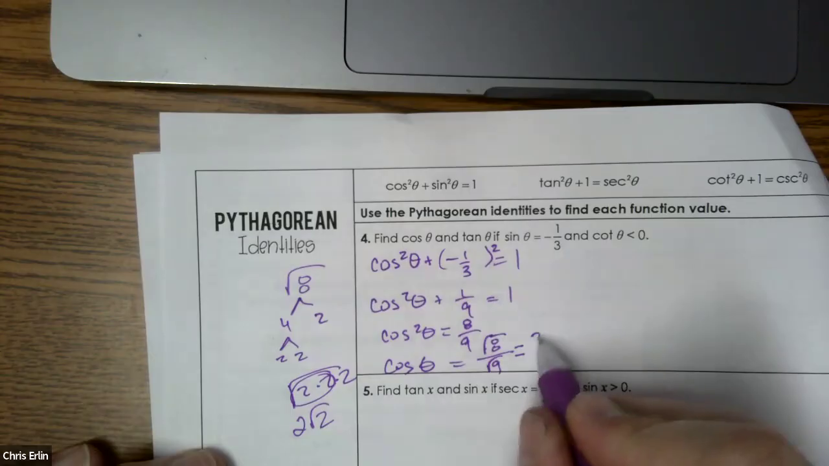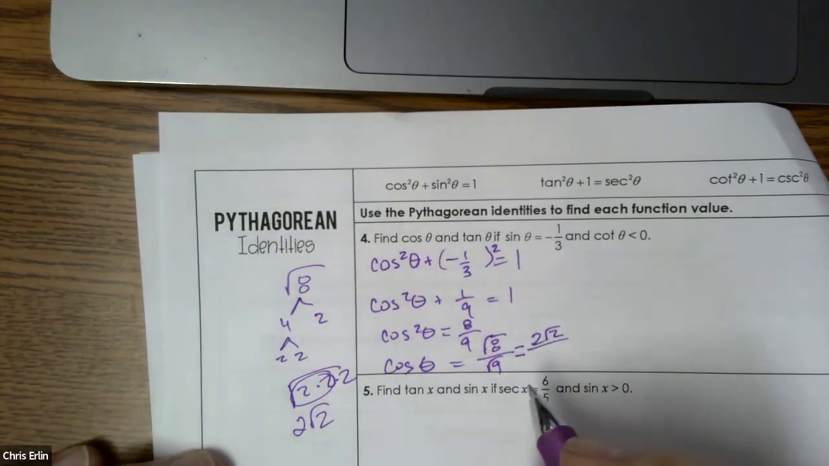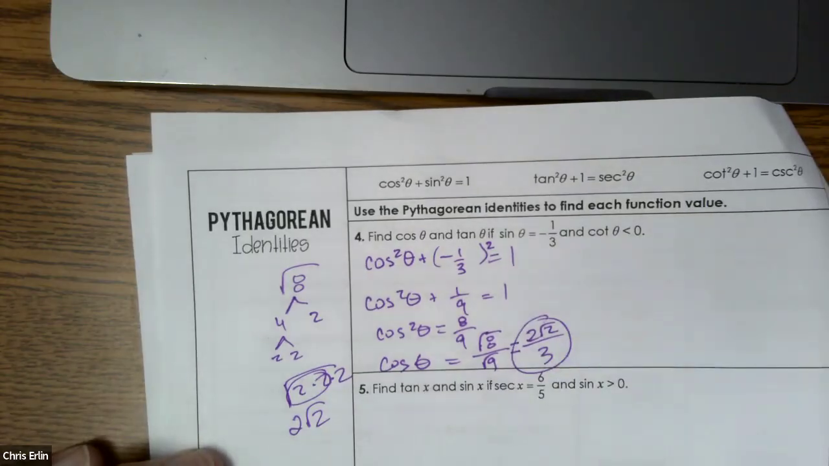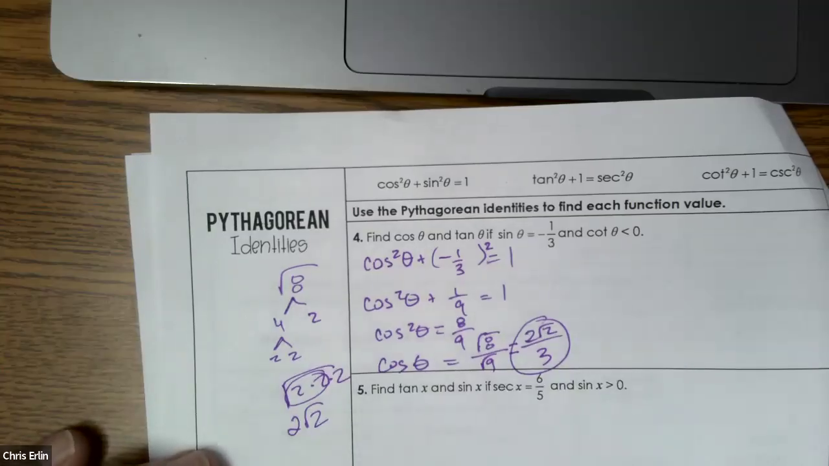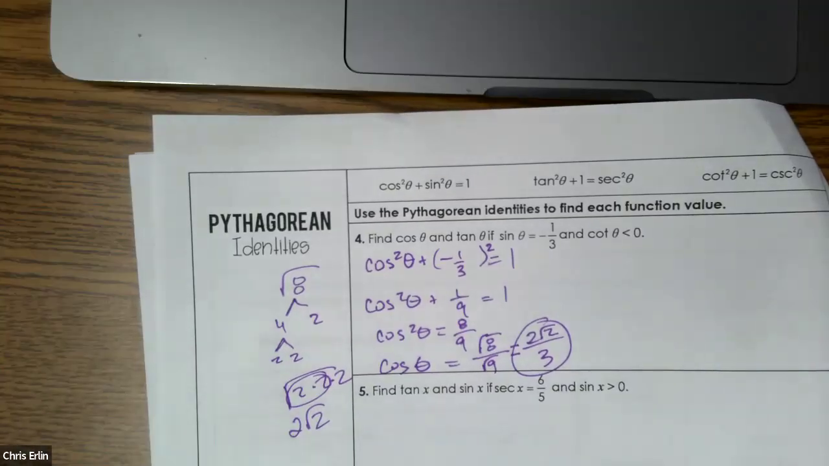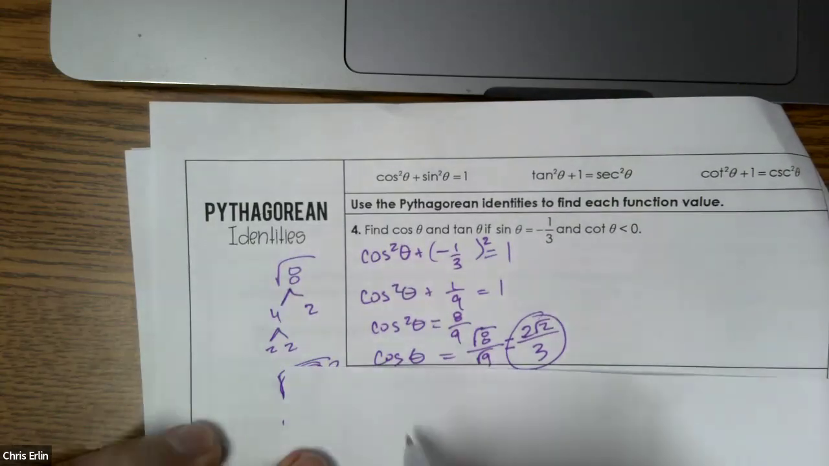Two root 2. How do I simplify root 9? 3. So that's the cosine, 2 root 2 over 3. Is there another way to think about that? There is. We could also think about it visually.